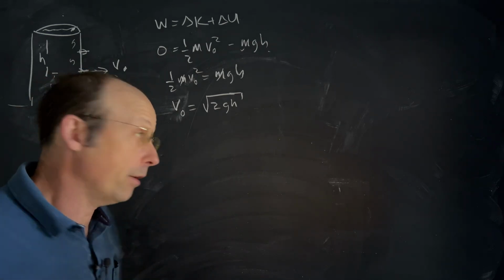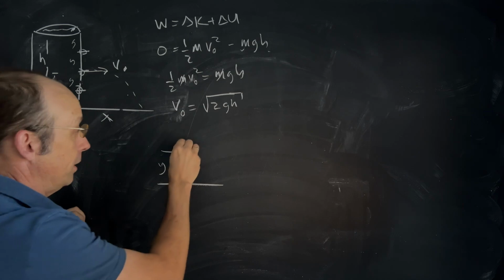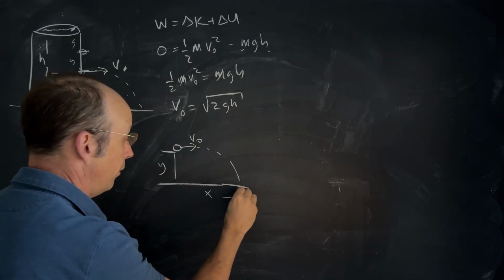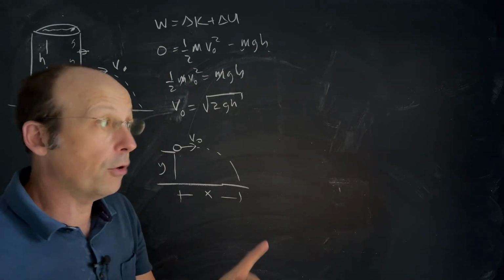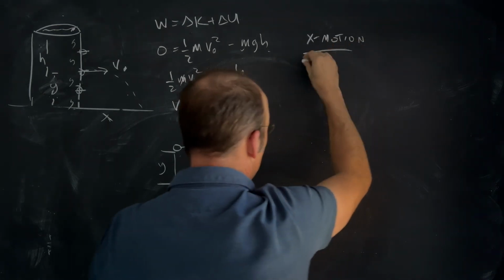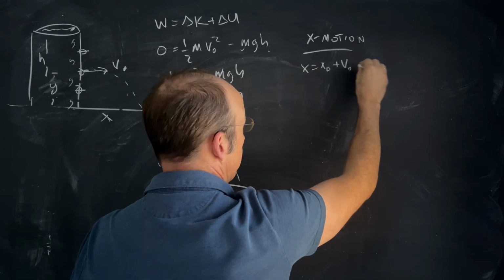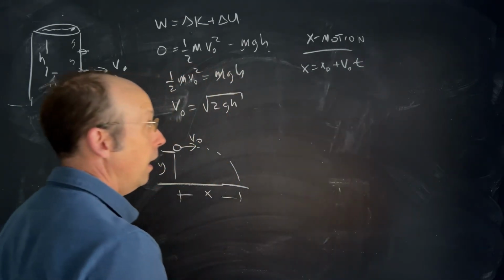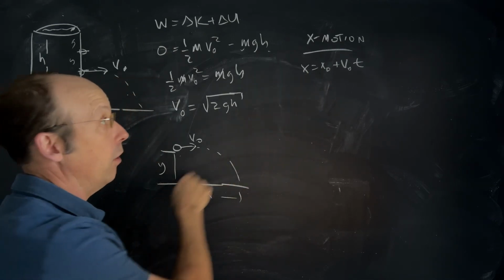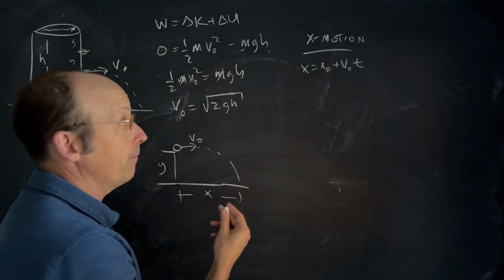For the second part, we have projectile motion. It starts at a position y, with the initial velocity v0, and I want to find out how far it goes, x. For projectile motion, we can treat the x motion and the y motion separately. In the x motion, x final is x initial plus vx initial, which is v0, times t. My initial x0 is 0, and I'm trying to find x. I have my initial velocity, I just need my time.